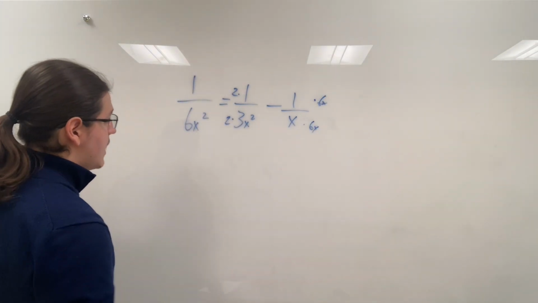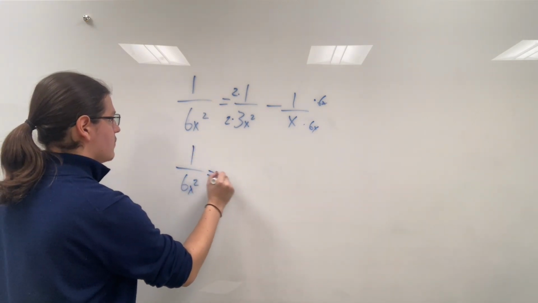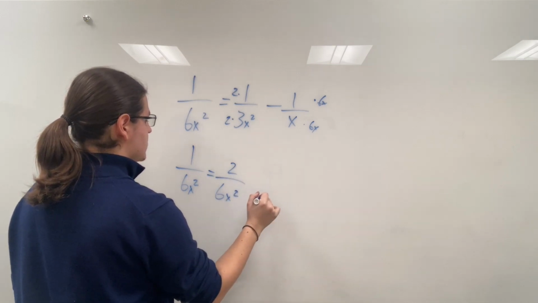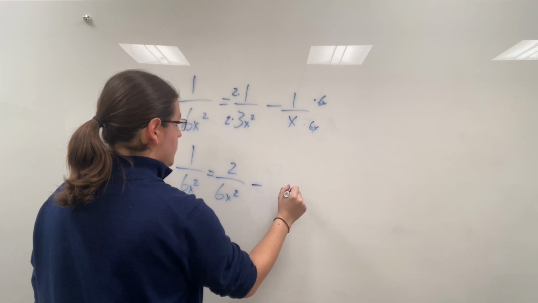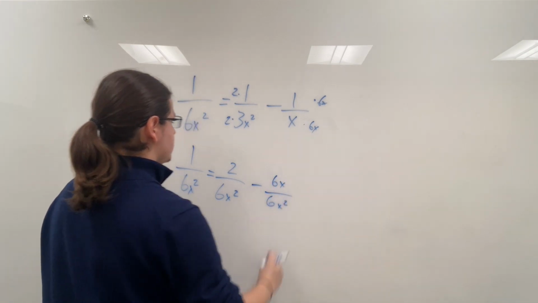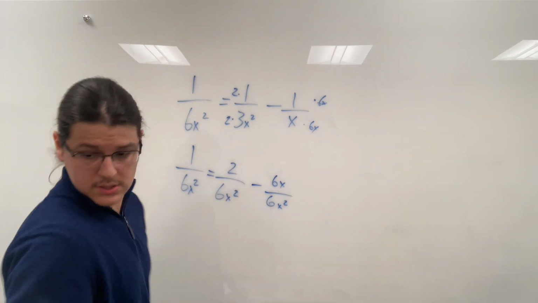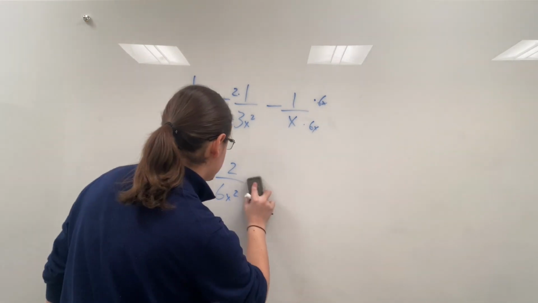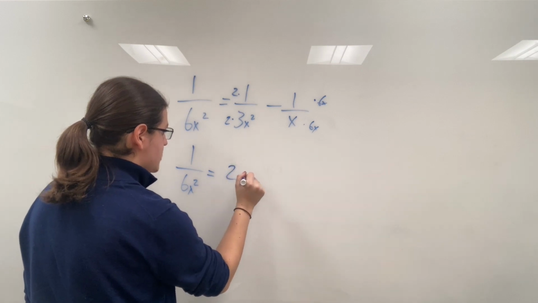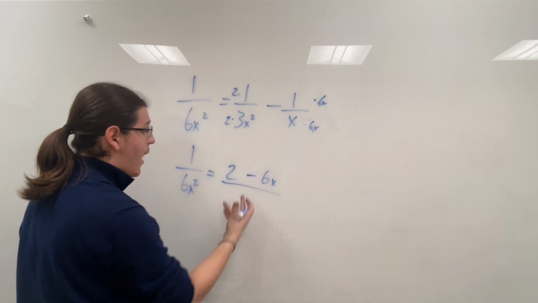Now, our common denominators are all the same. Six x squared, minus 6x over 6x squared. All right, now we can combine this right here. We can make this into just one whole fraction. We just get 2 minus 6x. We can do that because we now have common denominators.